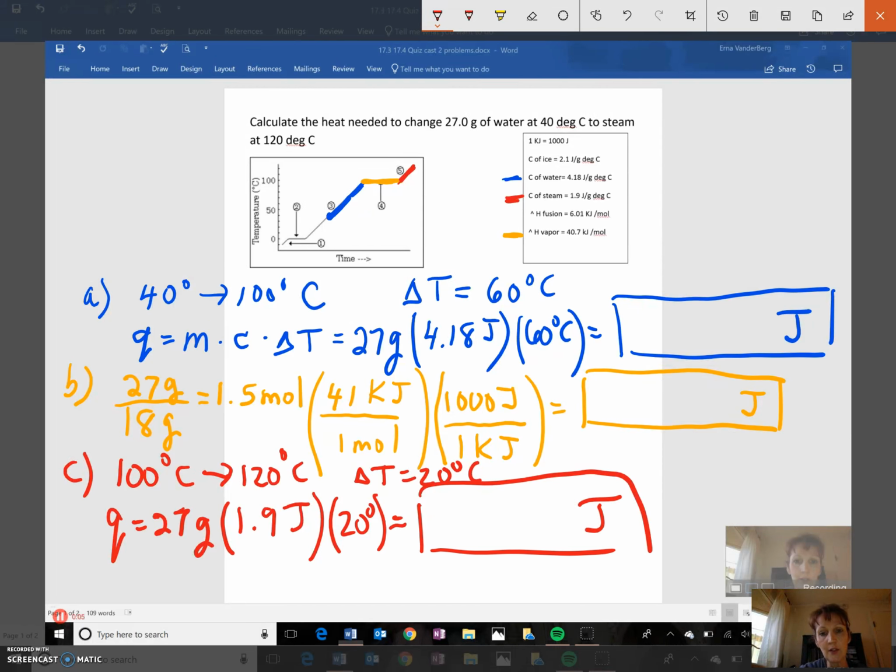So again, your strategy here is to mark up the curve and carefully look at whether you have a temperature change or whether you have a phase change or a change in state.